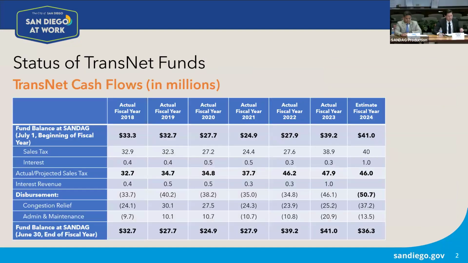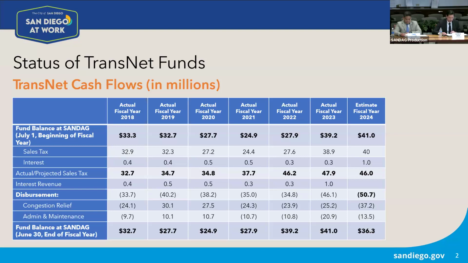Good morning, committee. This slide shows a snapshot of the current fiscal year's cash flow estimate, as well as the prior 6 fiscal years' actuals. At the beginning of fiscal year 2024, the city's fund balance held at SANDAG was $41 million. The city is projecting to request about $50.7 million in total disbursements from SANDAG by June 30th of 2024. That is almost 124% of the total current fiscal year's revenue.